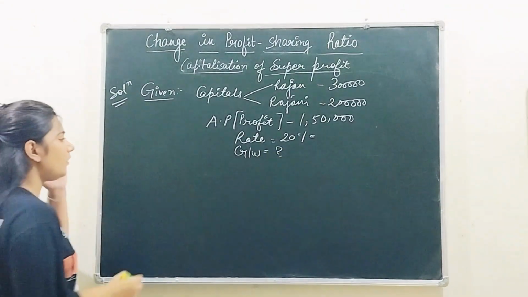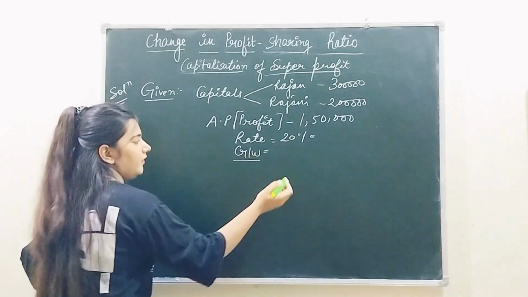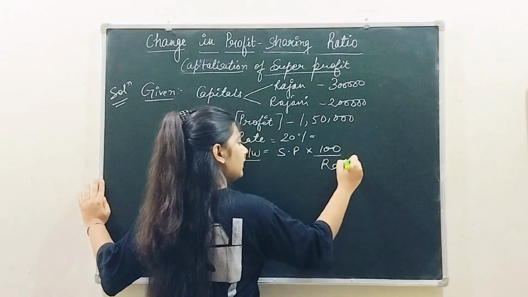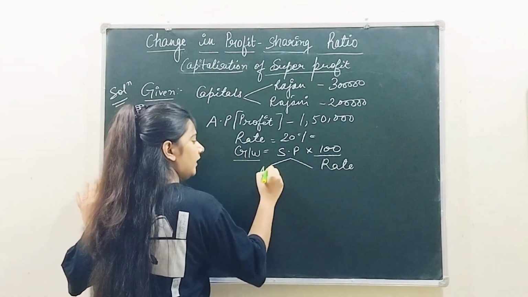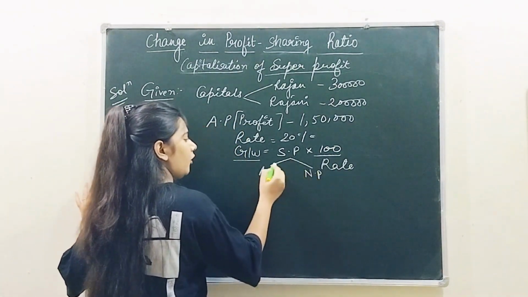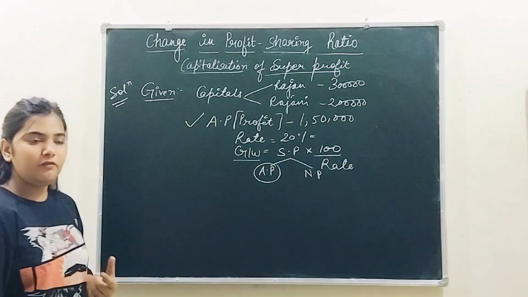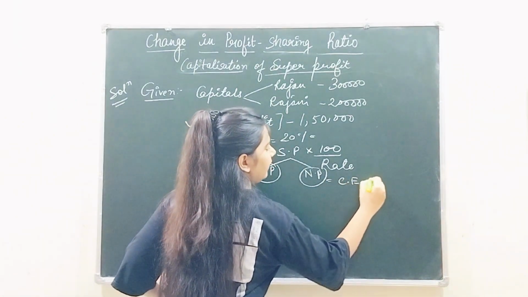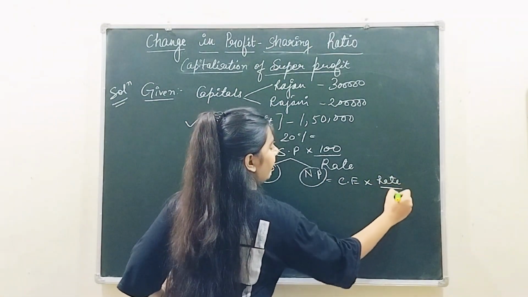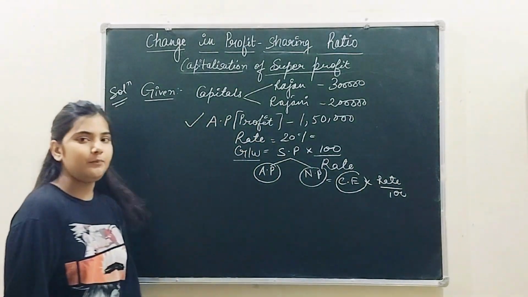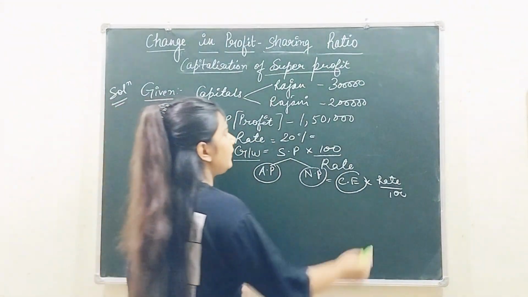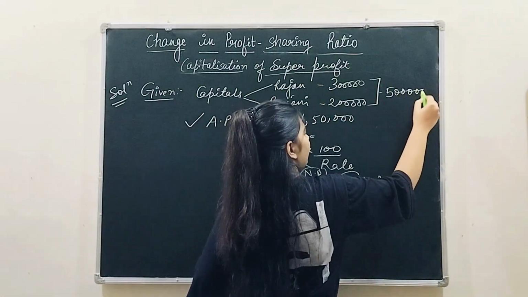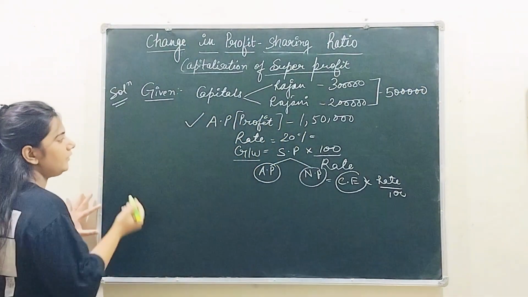Simple. Now the formula to calculate your goodwill using your super profit is super profit into 100 divided by rate. For super profit we just learned we need our average profit and we need our normal profit. Average profit we have. What do we require more? We require a normal profit. And the formula for normal profit is capital employed into rate divided by 100. So we need a capital employed. In the last video we learned that capital employed is your total capital, which in this case is 5 lakhs.